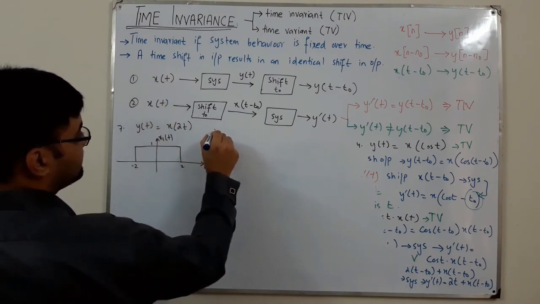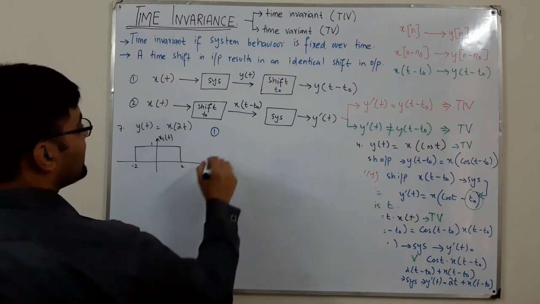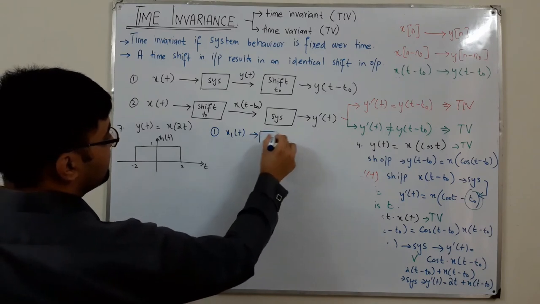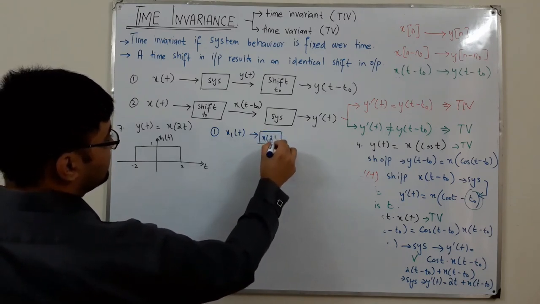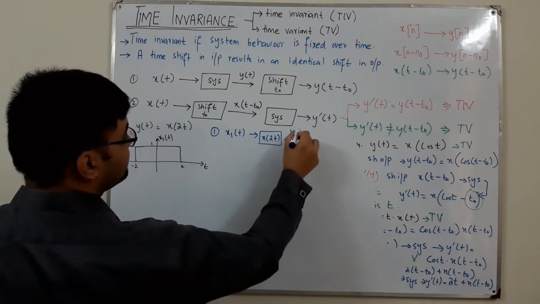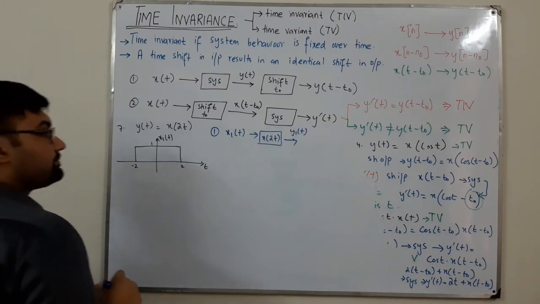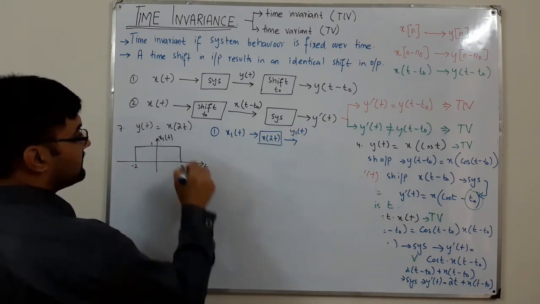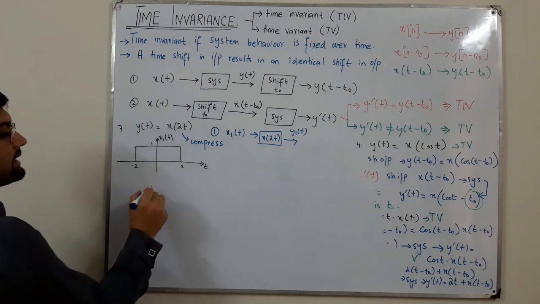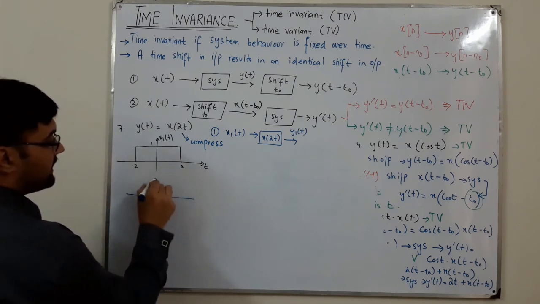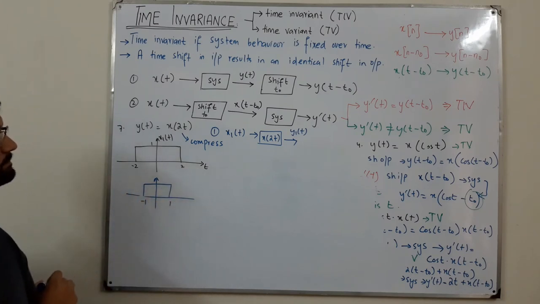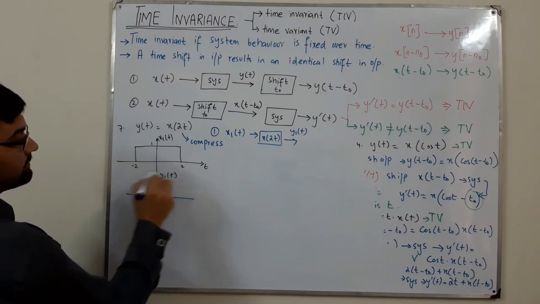Step number 1. You have your input, which is x1 of t. You provide it to your system, which is x of 2t. Which means this would be compressing the signal. You have y1 of t. This means compress. This you know, fine? I'm not going into the details. So now the signal would come in between 1 and minus 1. This is your y1 of t.